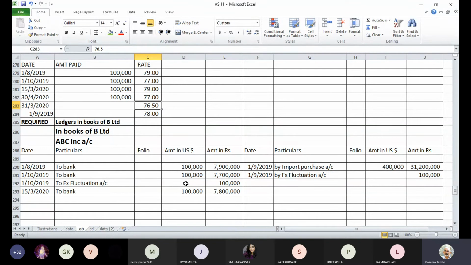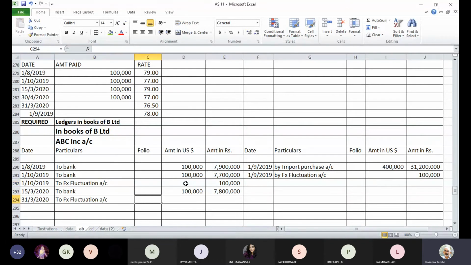Original booking 78, year-end rate 76.5. Case of an import purchase. Will the importer lose or will he make a gain? He stands to gain because the rate has fallen, right? So we'll be transferring this gain to profit and loss account through FX fluctuation account. So your entry will be ABC Incorporated account debit to FX fluctuation account.